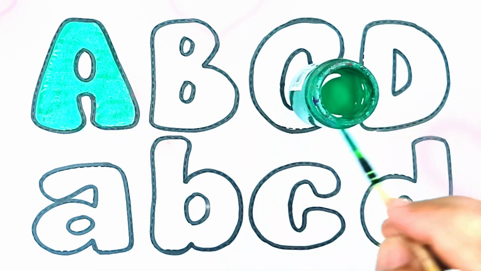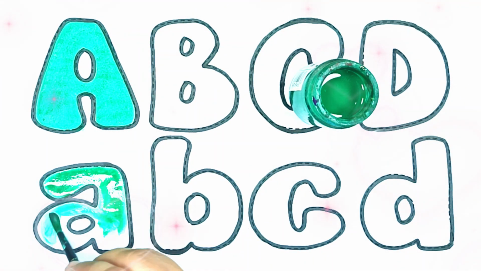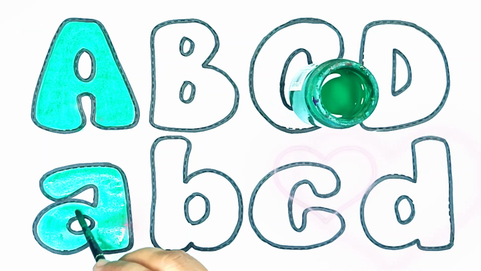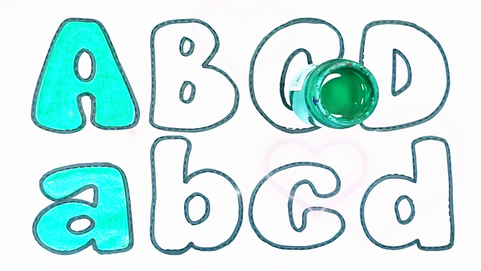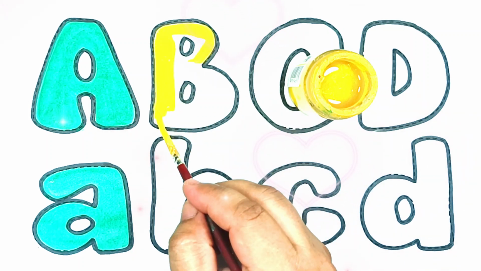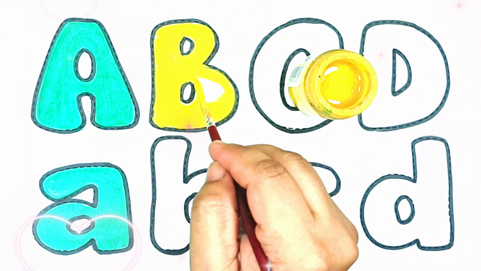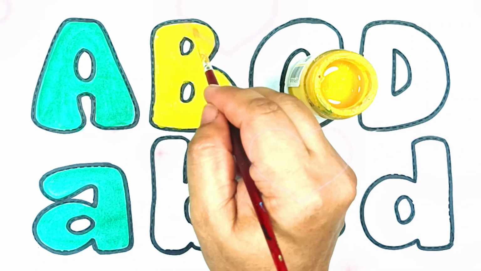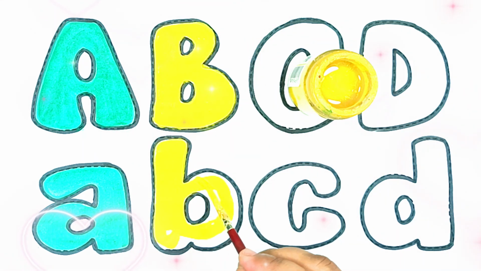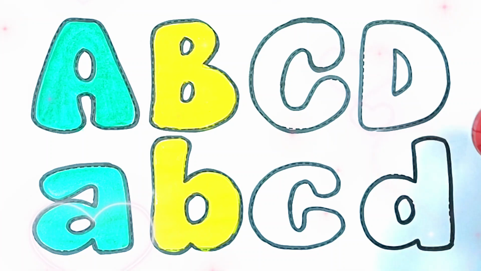A is for apple. A is for ant. Yellow color. B is for bat. B is for ball. Red color.